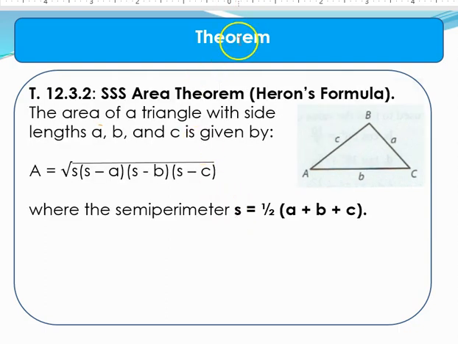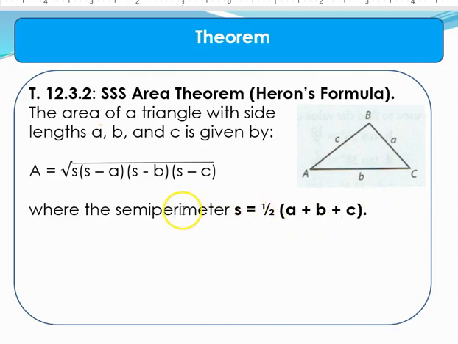And then we have theorem 12.3.2. This is also one of Heron's formulas. It's called the side area theorem. The area of a triangle with side lengths A, B, and C is given by, and this is the actual formula, the square root of s times (s minus A) times (s minus B) times (s minus C). A little confusing, but this formula is just another formula you can use.